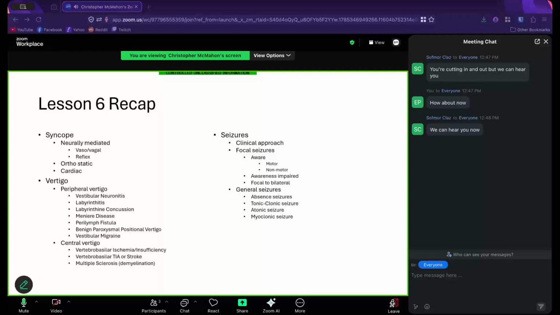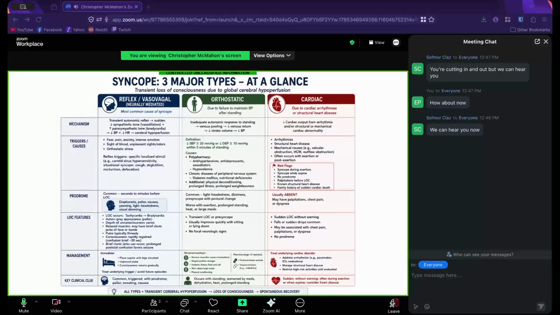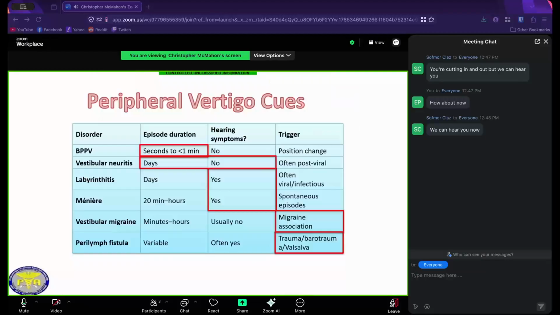Okay, so quick recap from last time. We covered syncope, figuring out it fits in one of 3 categories, which I like this chart just to say, hey, reflex or vasovagal, I've got my orthostatic and I've got my cardiac. Look at the things that make them different. These ones are pretty straightforward to write test questions for.